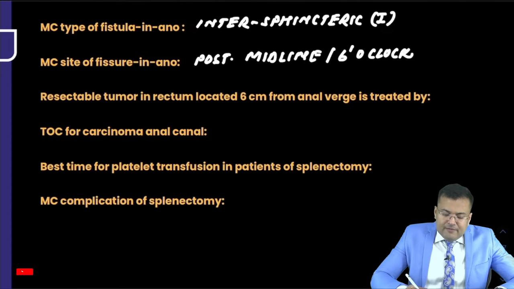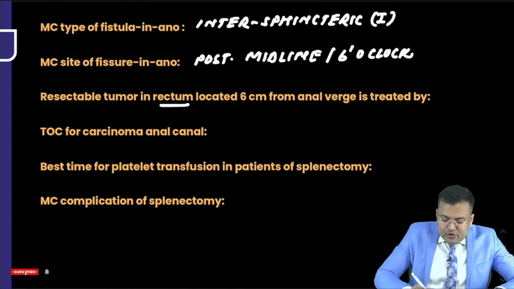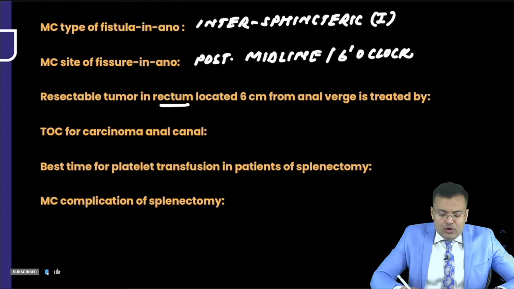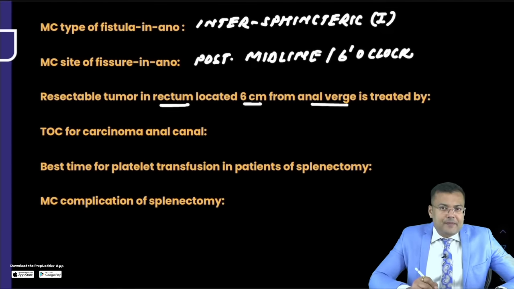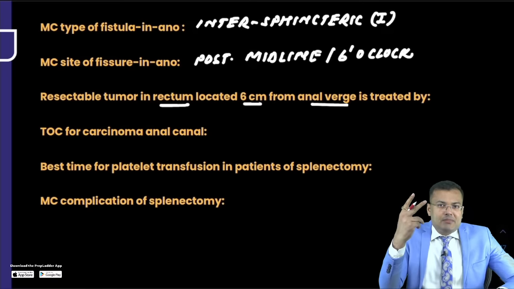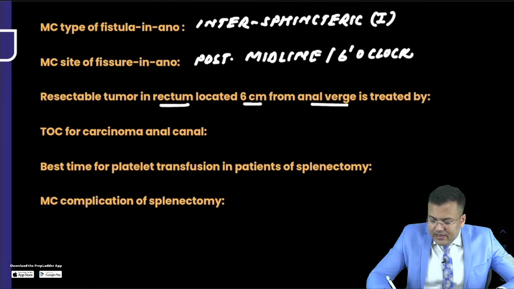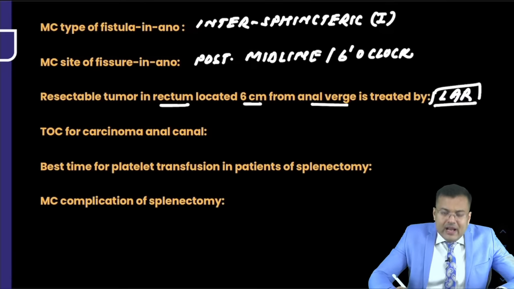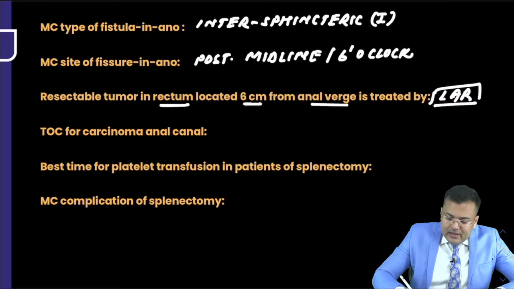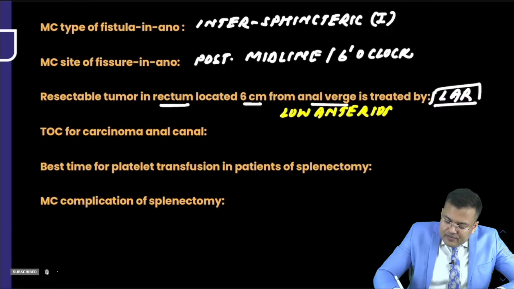Next, if a patient is having a resectable tumor in the rectum, location 6 cm from the anal verge, it is treated by. So you have sufficient margin, you can easily take a 2 cm margin. So what is the treatment? It is LAR. LAR means low anterior resection.